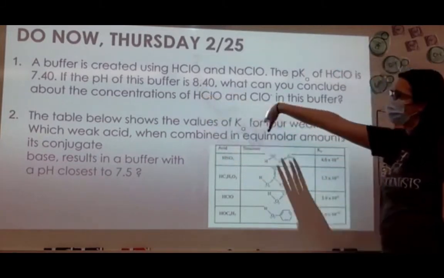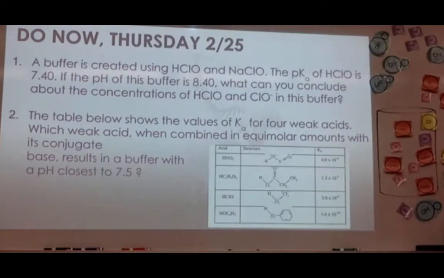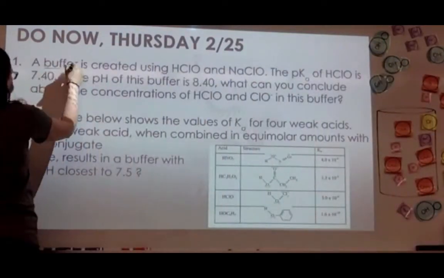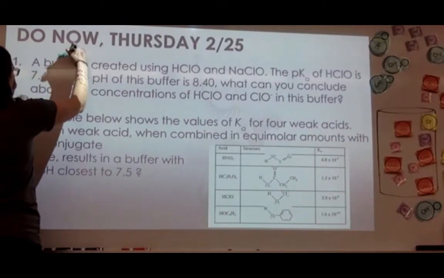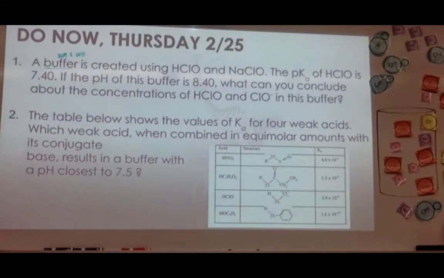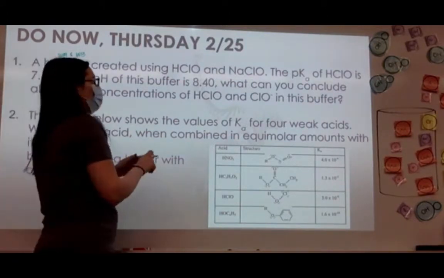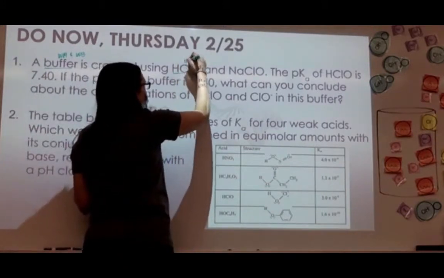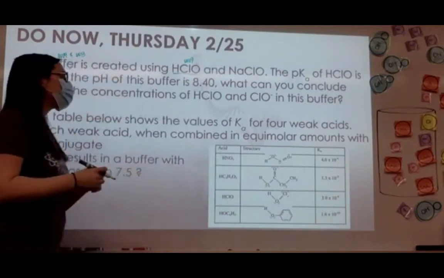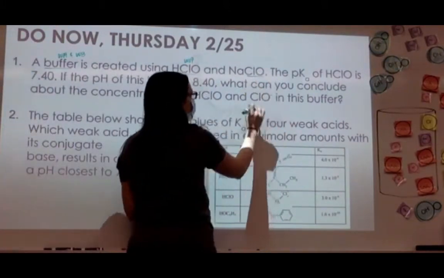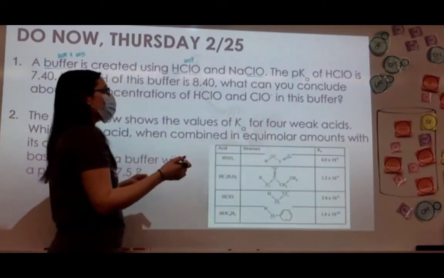For number one, a buffer is created using HClO and NaClO. So it tells us that it's a buffer. Remember that a buffer always needs to have a weak acid component and a weak base component. So if we know that it's a buffer, we can figure out what each part is. HClO starts with H, so it's an acid. So this is a weak acid. And then NaClO. So really we're focusing on ClO minus.